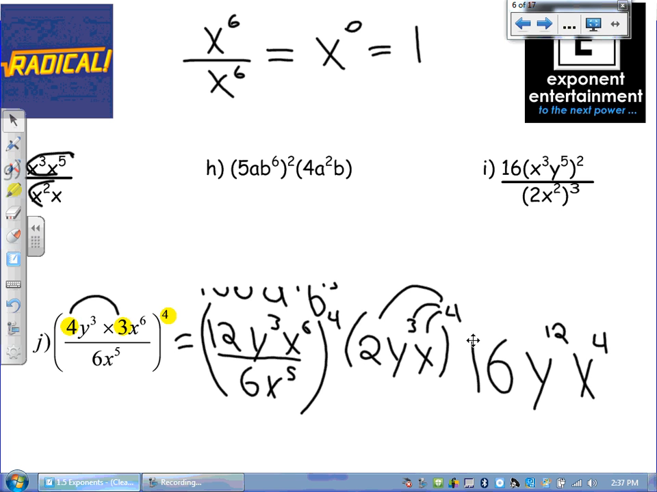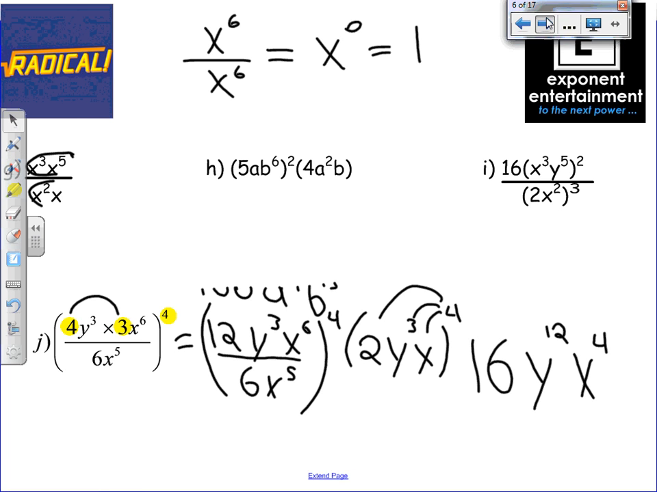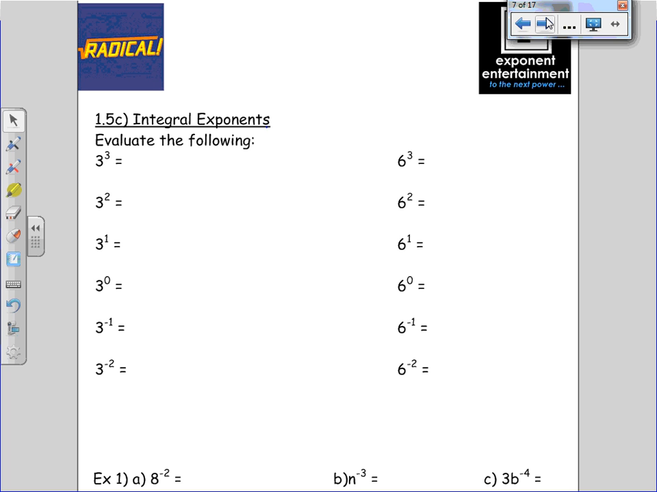Integral exponents. We're going to keep going. Ella, what's an integral? Dawson, help her out. What's an integral?